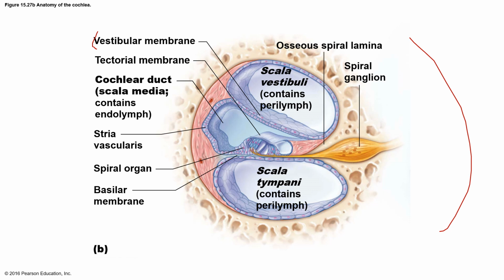Cochlear duct, scala media, the middle guy. Okay. Scala vestibuli, this one right here with perilymph. Scala tympani with perilymph. And then the spiral organ in here, we're going to see a bigger picture of that as well. See the basilar or the kind of basement membrane. And then check out the spiral ganglion here. So remember, ganglion is just where the cell bodies are.